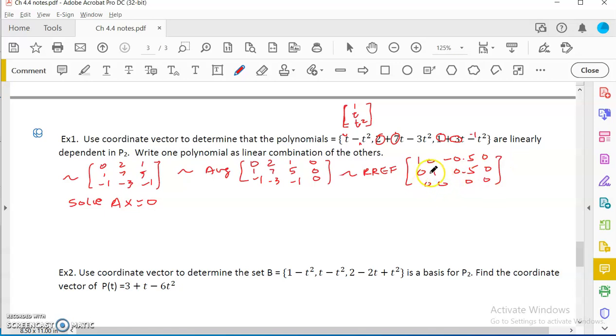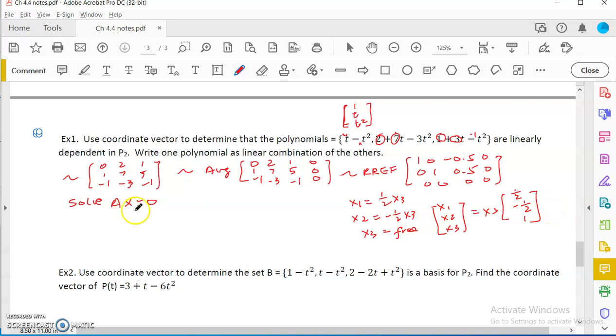So that means the way that we make that equal to 0 is: x1 plus 1/2 of x3 equals 0, and x2 minus 1/2 of x3 equals 0. That means x1 is negative 1/2 of x3, and x3 is free. Meaning x1, x2, x3, which is the linear combination of the vectors equal to 0, can be solved as x3 times negative 1/2, 1/2, and 1.